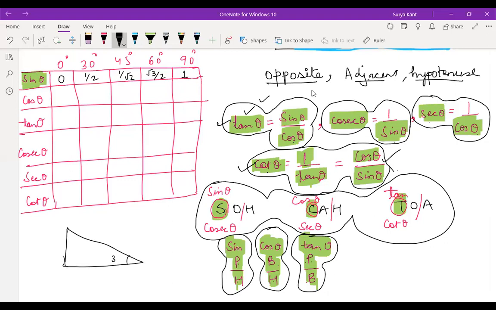If this is 30 degrees, then sine theta is nothing but opposite by hypotenuse. This is your opposite, and this is your hypotenuse.